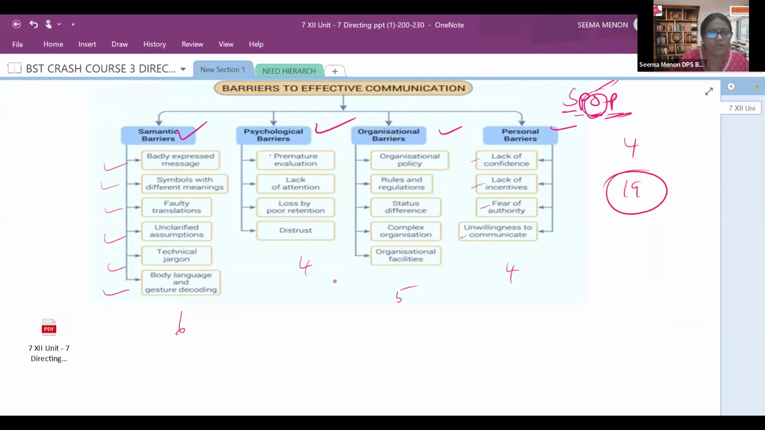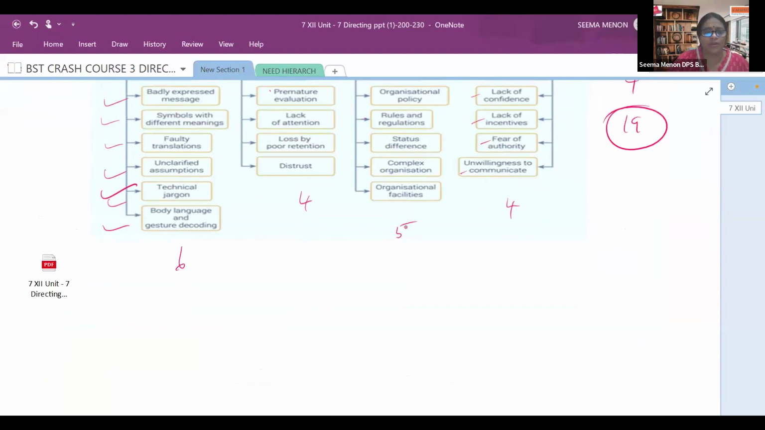My diagram, you can see. Now, one more we have to discuss: technical jargon. What do you mean by technical jargon? While we communicate, there may be some words that are technical words. If I speak about a computer, there can be a mouse.